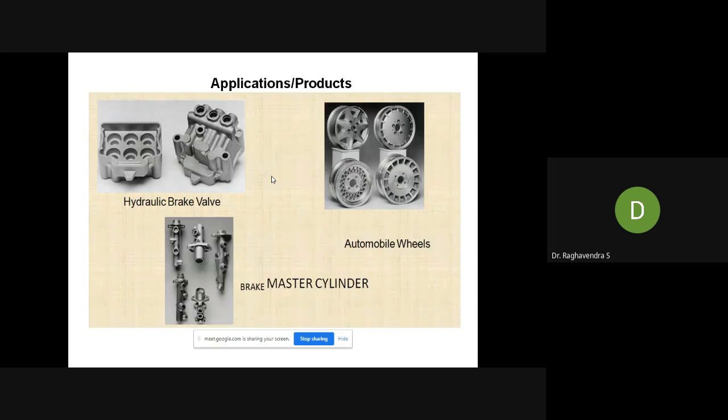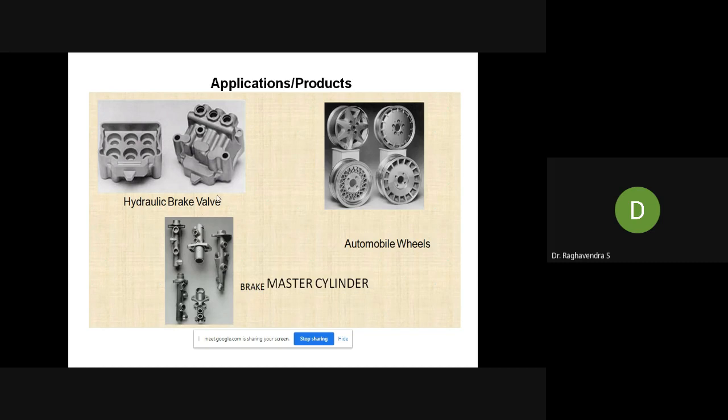Then what things do they make from this casting, sir? Can you see that hydraulic brake valve? This kind of structure they make with this casting. They also make rims, automobile wheels, sometimes alloy wheels, the car wheels and bike wheels. The master brake cylinder, the brake pump where they push the fluids. So they manufacture the cylinder.